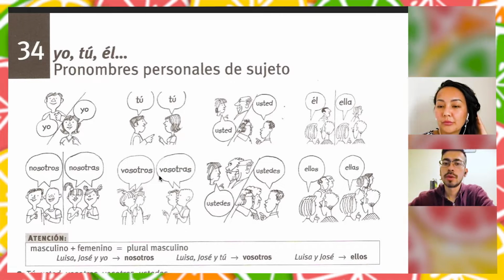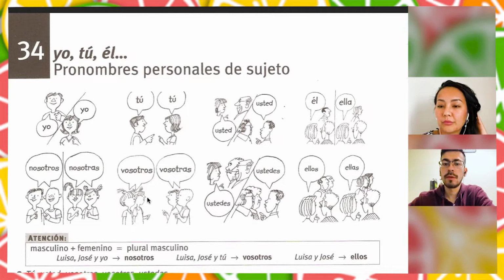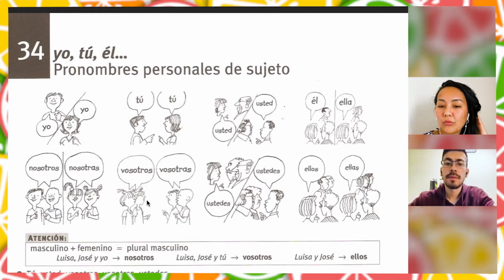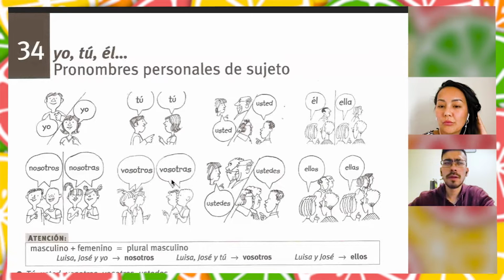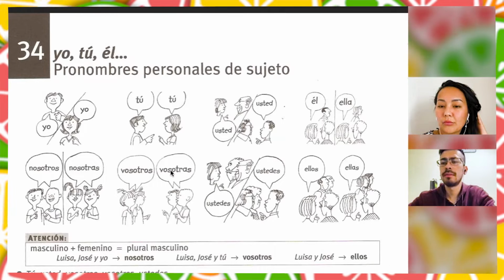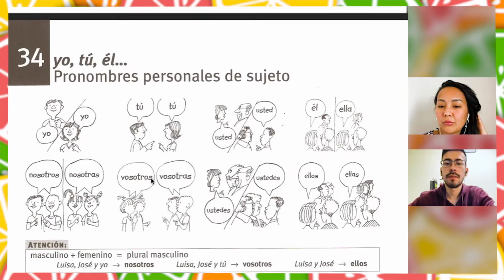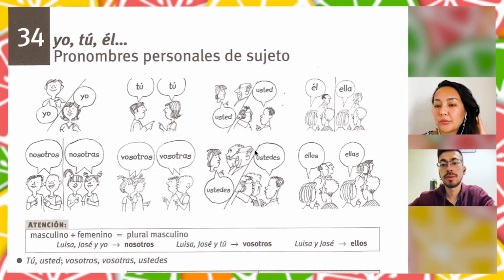Also, vosotros is the plural for tú. This is for those people that we know, friends, for example, and it's often used in Spain. In Latin America we don't use that so very often. We say ustedes.